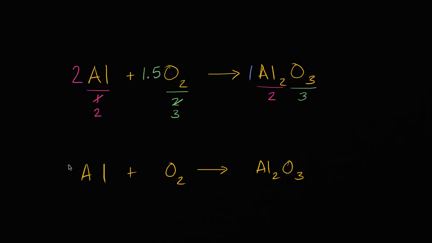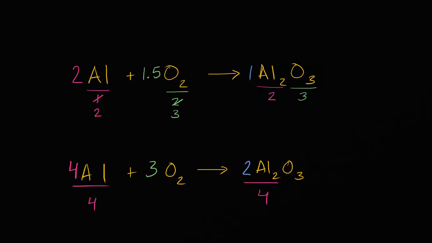So 2 times 2 is 4. 2 times 2 is 4. 1.5 times 2 is 3. And then 1 times 2 is 2. And now you can verify. How many aluminums do we have on each side? Well, I have 4 aluminum atoms on the left-hand side. And how many do I have on the right-hand side? I have 4 aluminum atoms.